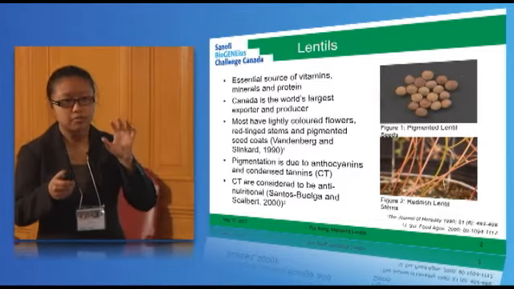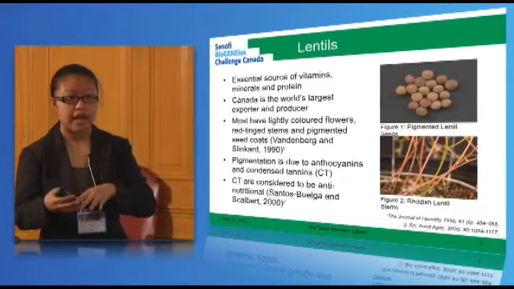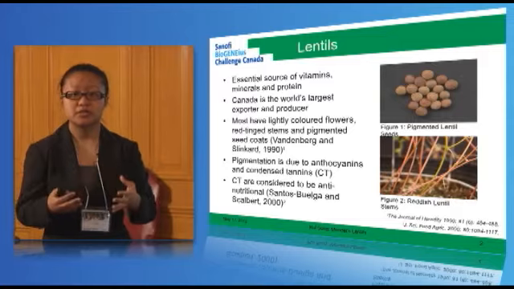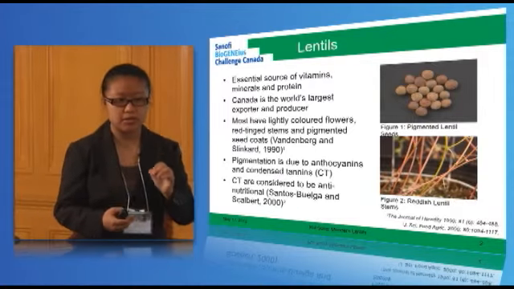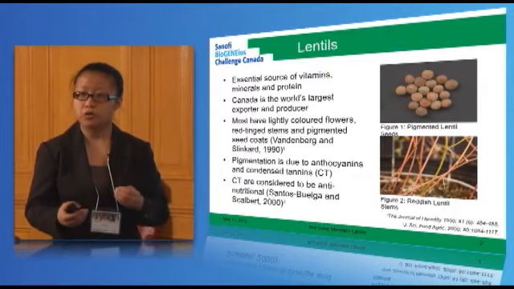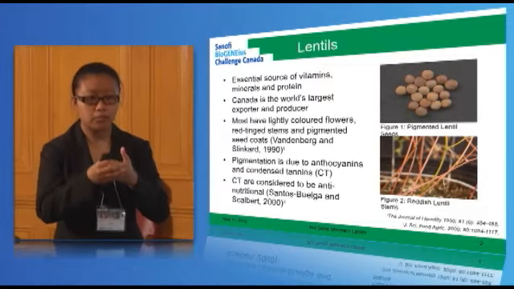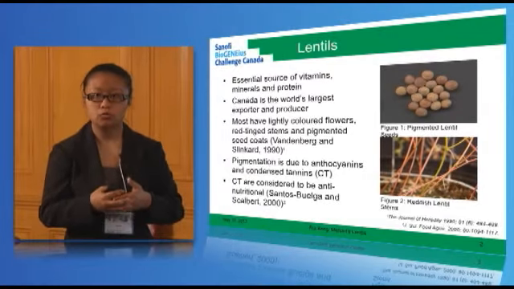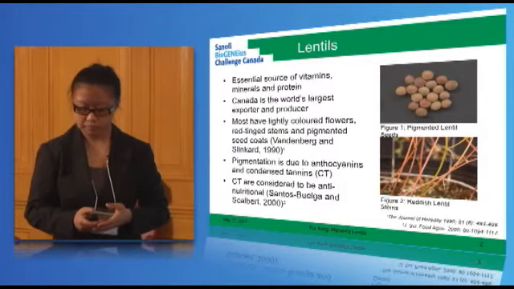Now, this pigmentation is caused by condensed tannins, or CT, and anthocyanins. These are present in the polyphenolic pathway. Now, the same CT that are responsible for seed coat pigmentation are also anti-nutritional. This means that they bind to iron, proteins, and minerals, reducing their availability to the human digestive system.